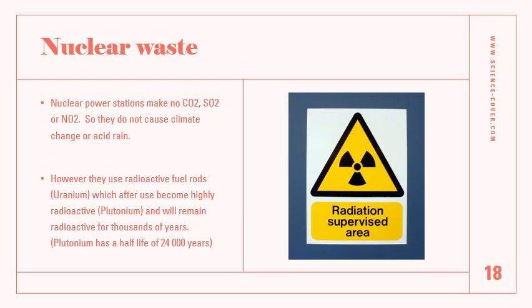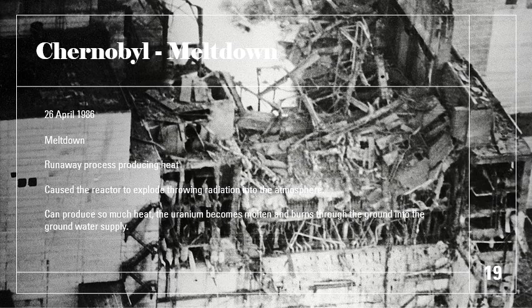Disposing of the used fuel rods is difficult, as they have to be encased in concrete and stored under water to prevent contamination. Nuclear power stations also have the potential to melt down. On the 26th of April 1986, Chernobyl power station went into a meltdown. This is a runaway process producing heat. At Chernobyl, this caused the reactor to explode, throwing radiation into the atmosphere. But the process can produce so much heat that the fuel rods become molten and burn through the ground until they reach the groundwater supply.